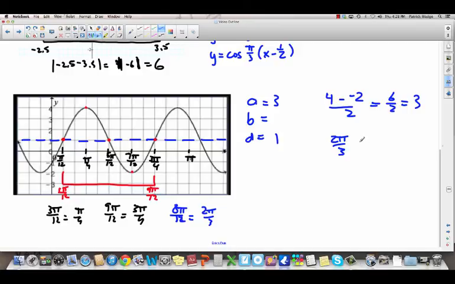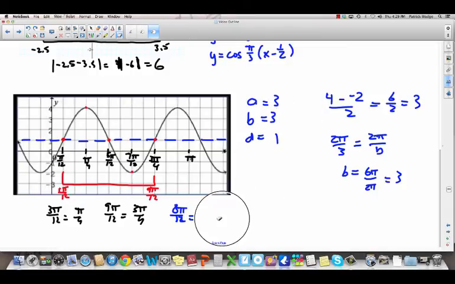But remember, period is equal to 2 pi over b. So how much is b? Well, if you just look at it for a second, you should be able to figure that out. I'll give you a second to look at that. If 2 pi over 3 equals 2 pi over b, then I hope you agree with me that b equals 3. If that doesn't make sense to you, you could certainly cross multiply. 3 times 2 pi is 6 pi, divided by 2 pi, you end up with 3. So b is 3.